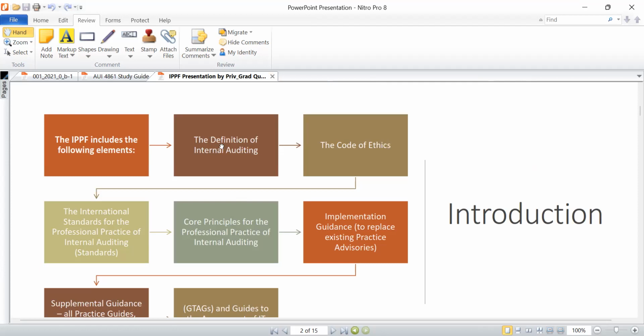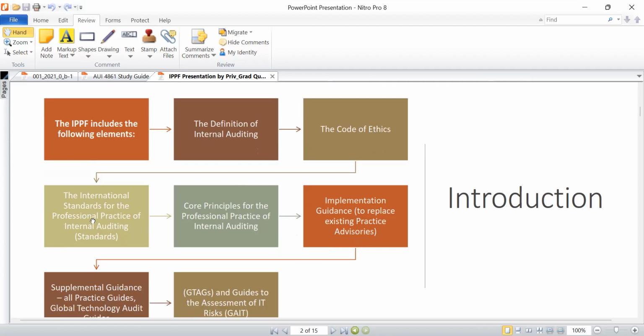Number 1, there is the definition of internal auditing. There is the code of ethics. There is the international standards for the professional practice of internal auditing, and this refers to the IPPF standards. Then there's the core principles for the professional practice of internal auditing, followed by the implementation guidance.